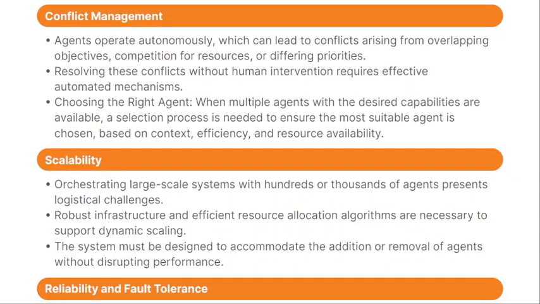Agents operate autonomously, which can lead to conflict arising from overlapping objectives, competition for the resources, or differing priorities. Resolving these conflicts without human intervention requires effective automated mechanisms. Choosing the right agent when multiple agents with the desired capabilities are available. A selection process is needed to ensure the most suitable agent is chosen based on the context, efficiency, and resource availability.